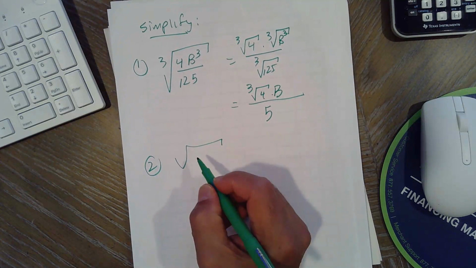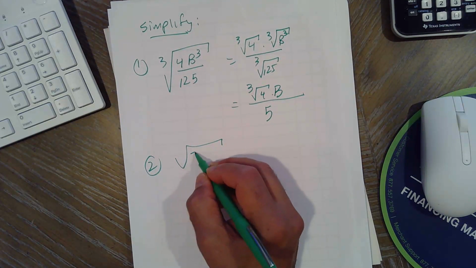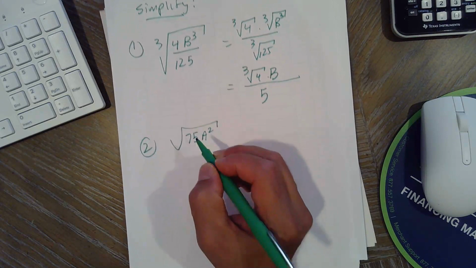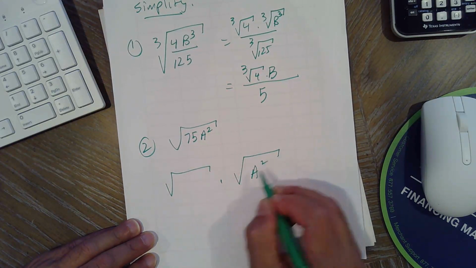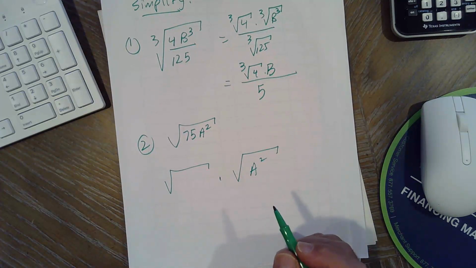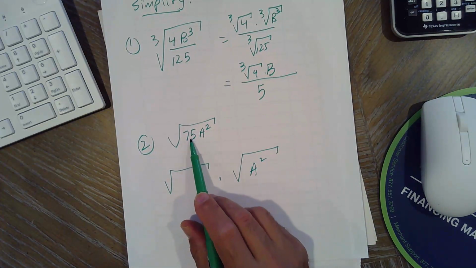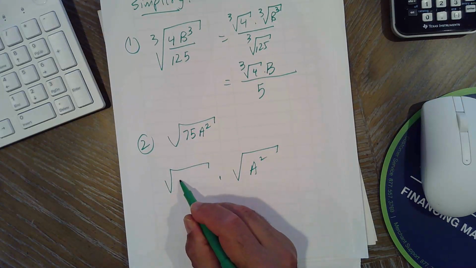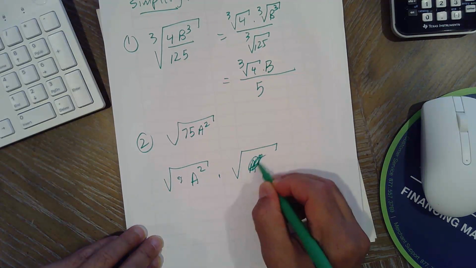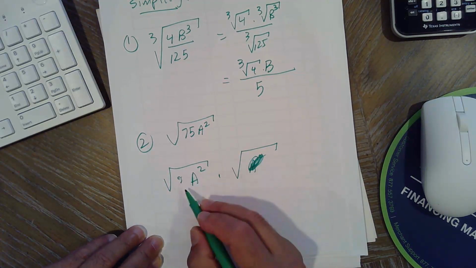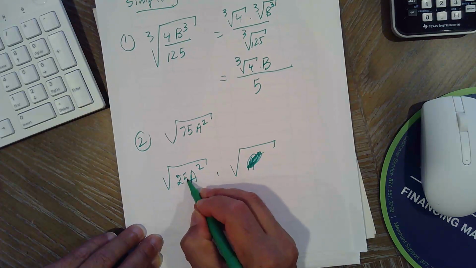Square root of 75a squared. How do we simplify this? Well, we know a squared is a perfect square. We're going to split it up using the product rule. We know 75 is not a perfect square. 2 doesn't divide it. 3 times 25 is good. A squared should be here, sorry. Perfect square should always be up front. So a squared and then 25 is a perfect square.